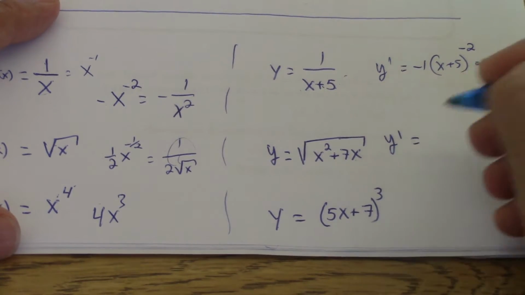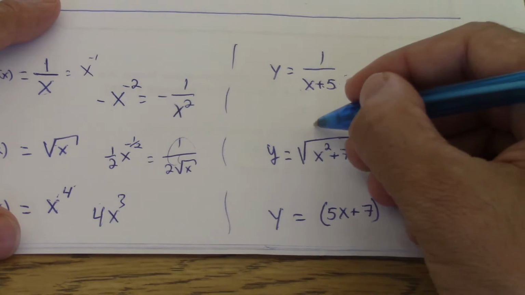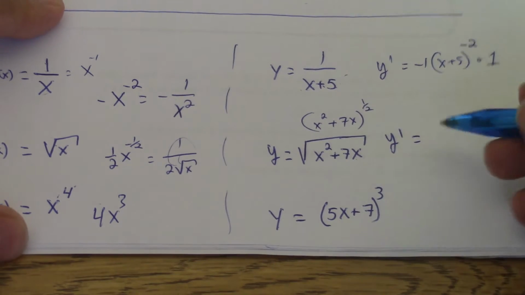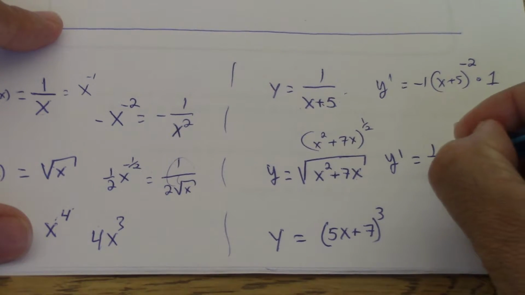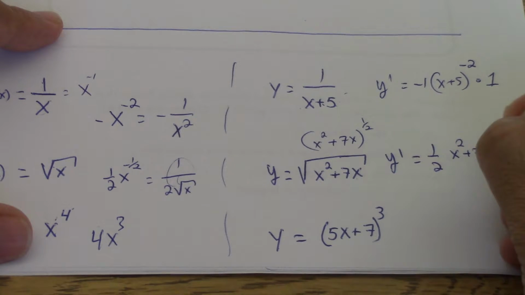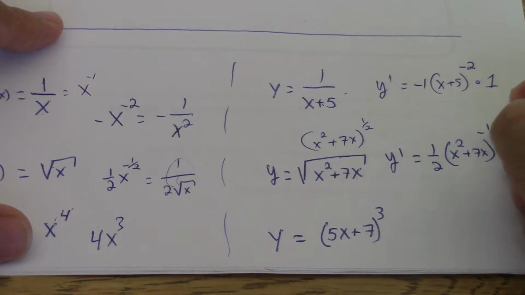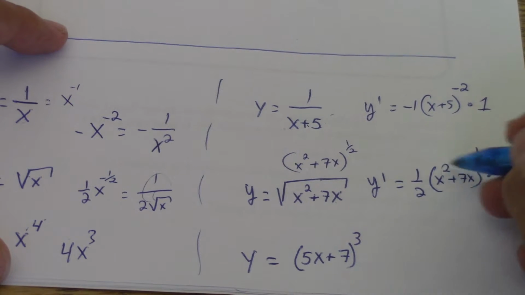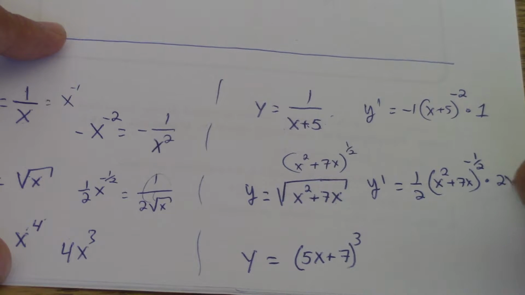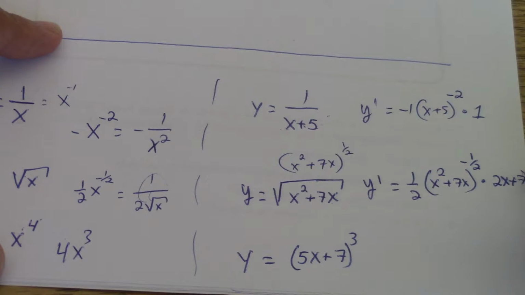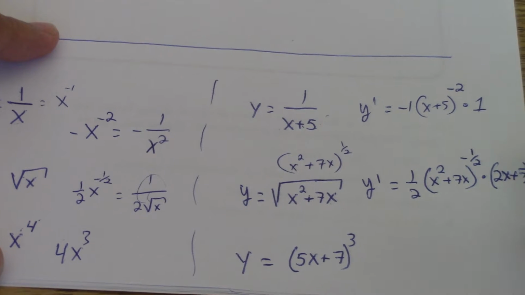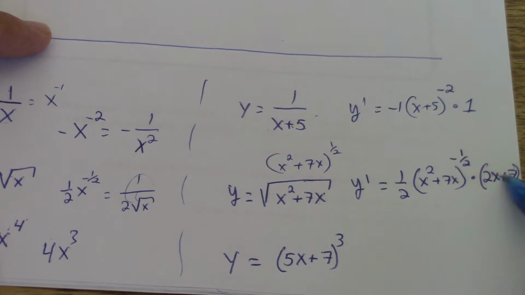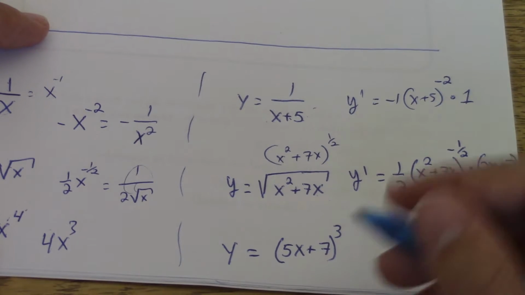The derivative, if I rewrite it as x squared plus 7x, everything raised to 1/2, would be 1/2 of x squared plus 7x raised to negative 1/2, times the derivative of the inside. The derivative of the inside is 2x plus 7. So this is the chain rule, where we have the derivative of the outside times the derivative of the inside.